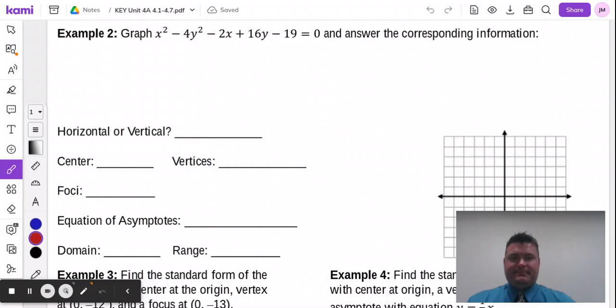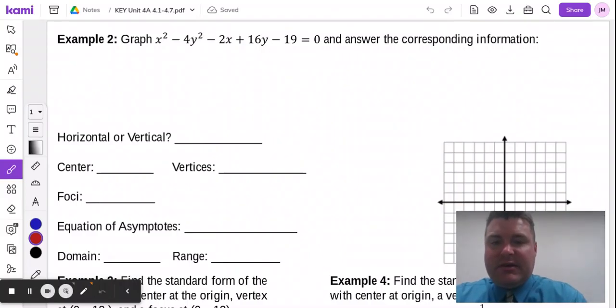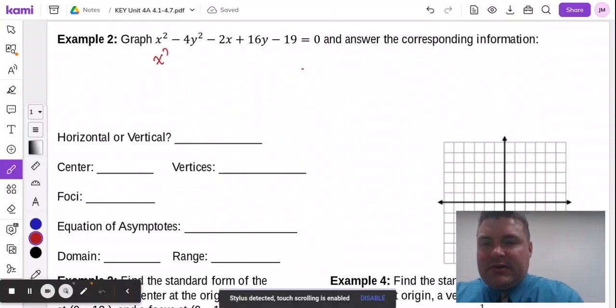It loaded. Okay, so we're going to go ahead and graph this right here and answer this corresponding information. I can tell you right now that this is a hyperbola because we have an x squared and then a minus a y squared of some sort. So if you ever have an x squared and a minus y squared, that will give us our hyperbola. So here we go. We're going to need to complete the square here. I'm going to organize everything. So I'm going to get my x's together. So I'm going to get x squared minus 2x together.